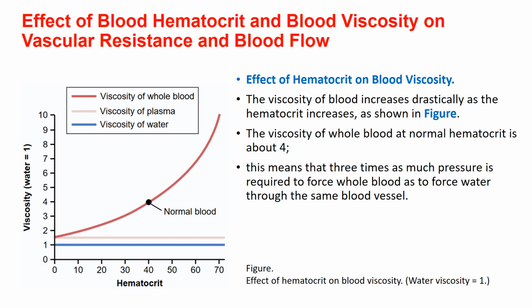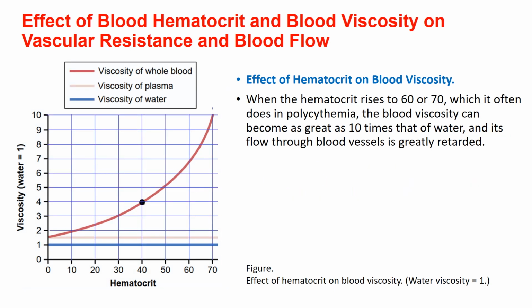The viscosity of blood increases drastically as the hematocrit increases, as shown in the figure. The viscosity of whole blood at normal hematocrit is about 4. This means that 4 times as much pressure is required to force whole blood as to force water through the same blood vessel. Figure: Effect of hematocrit on blood viscosity. Water viscosity equals 1. When the hematocrit rises to 60 or 70, which it often does in polycythemia, the blood viscosity can become as great as 10 times that of water, and its flow through blood vessels is greatly retarded.